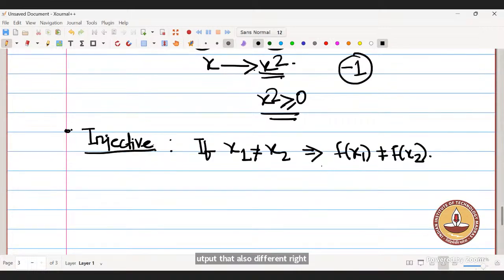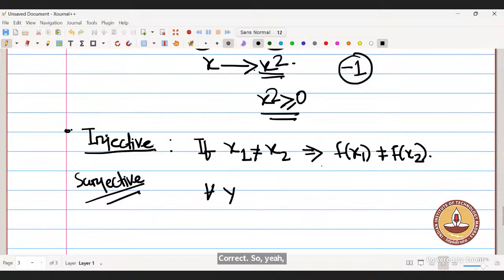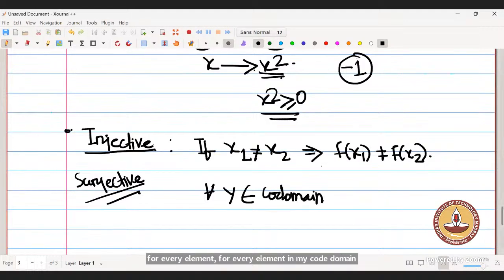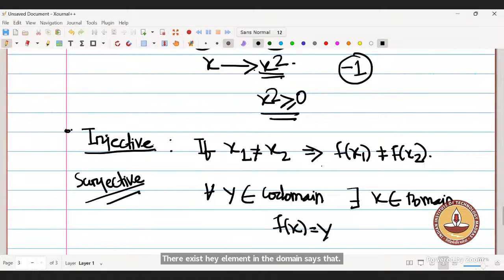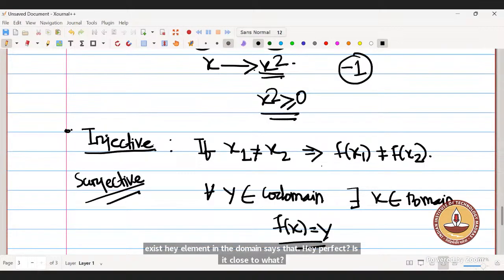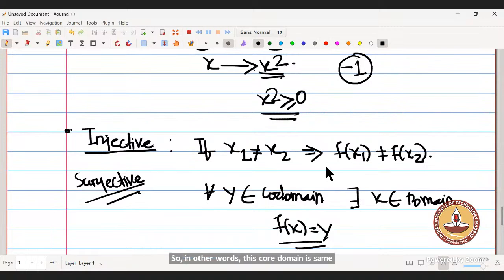And what is a surjective function? Codomain is equal to range. Correct. So in other words, you can say that for every element in my codomain, there exists an element in the domain such that f of x is equal to y. So in other words, this codomain is the same as the range, right?